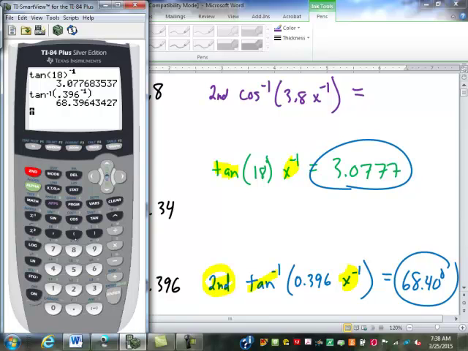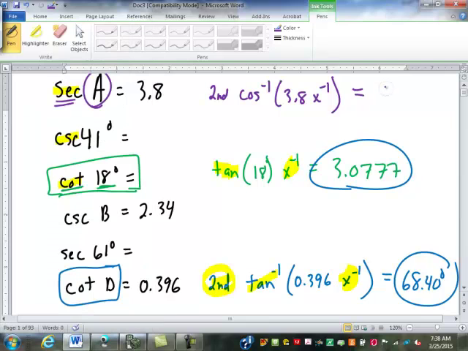This is second cosine 3.8. Reciprocal goes inside. 74.74 degrees. If you use the second key, the x-1 goes on the inside. Here we didn't have the angle, so we have to use the second key, and x-1 goes on the inside.